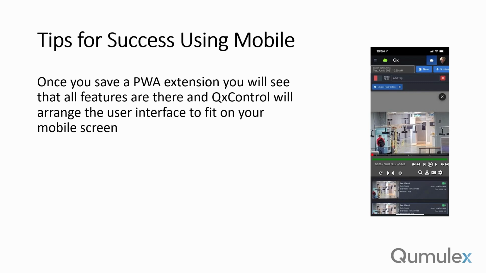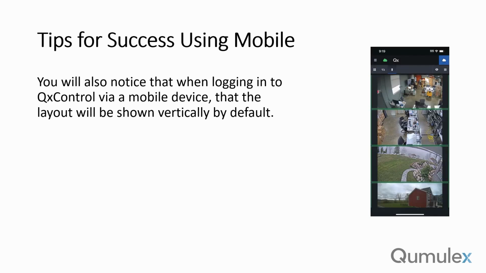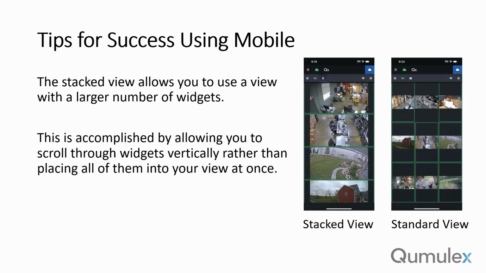Now, once you've saved that PWA extension, and once you enter through that icon on your wallpaper, whether it be an iPhone or an Android, you're going to see that all the same features are there, and QxControl will automatically scale that app to fit the size of your screen. So another thing you're going to notice on mobile now is that when you log in, regardless of the layout type you have, all of the widgets will be aligned vertically on your mobile device. This is something we call the stacked view.